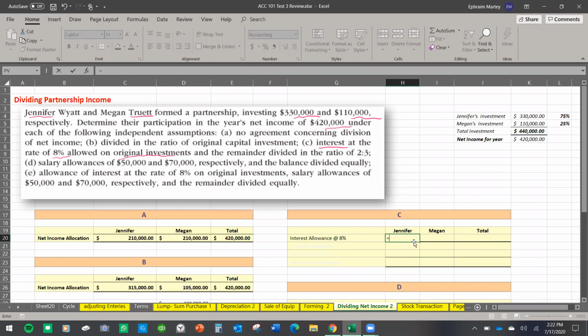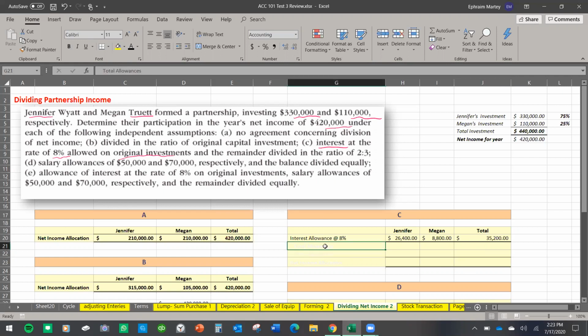Jennifer will take 8%, so we have 8% multiplied by her investment, which was 330,000. Megan is also going to take 8% multiplied by her investment, 110,000. So the total that we have shared among these two girls is 35,200. Okay, so that's the first agreement, and then the second, the remainder divided in two-thirds.